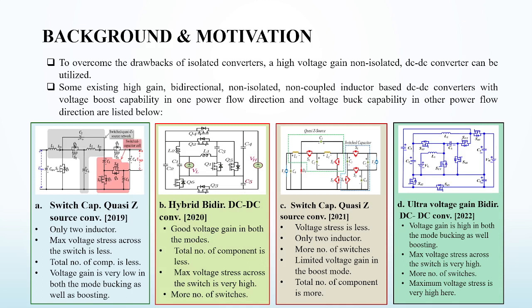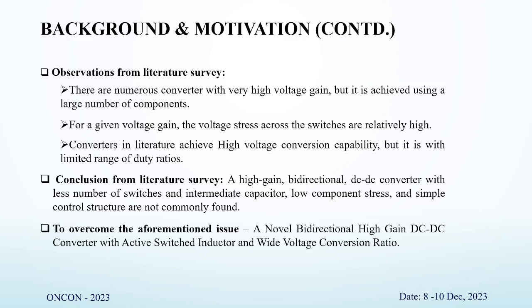Number of switches is very high, maximum voltage stress is very high. Background and motivation. In continuation, observation from the literature survey: there are numerous converters with very high voltage gain, but it is achieved using a large number of components. Somewhere voltage gain is good, but voltage stress across the switch and diode is very high. Somewhere voltage gain is good, performance is good, but efficiency is very low, and it will provide a limited range of duty ratio. So these are the disadvantages.